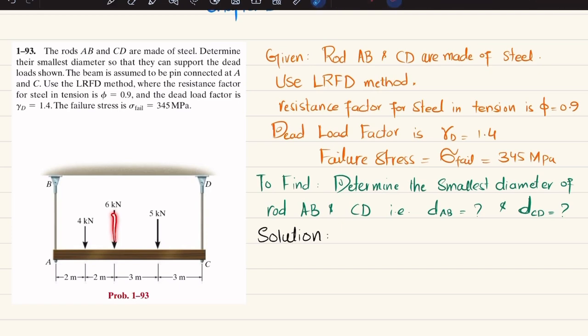You can see that due to this dead load, there will be a tensile stress in rods AB and CD.